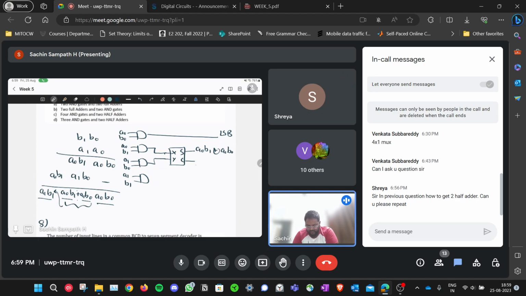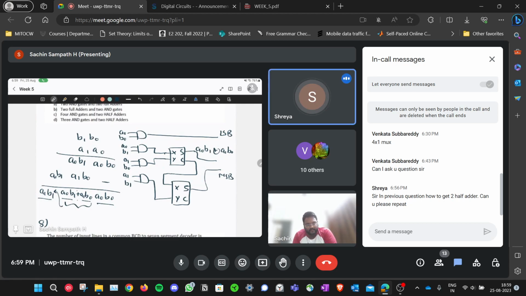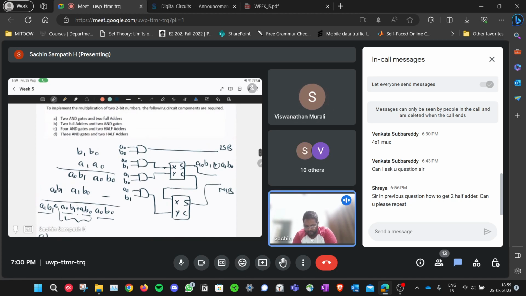So you will get the sum here, you will get the carry, and then what you do is you feed this carry. This carry has to be added to A1 B1, right? So one more half adder you use, and you will get sum and carry. So whatever sum you get, this is the middle bit, and whatever sum you get here, this is the MSB. Is that fine? Okay. So you have four AND gates and two half adders.